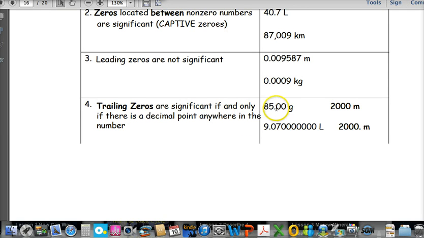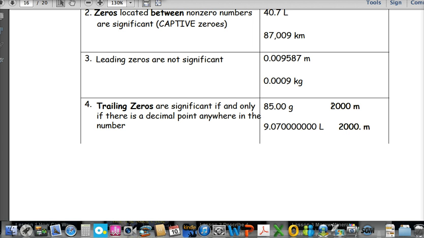So if you look at this, that's a decimal. That makes these zeros significant, so this has 4 significant figures. Same thing here. Notice all these zeros? They are all significant because of that decimal right there. If you take that decimal out, those zeros are not significant. Number 4, again, notice this, no decimal. The only number that's significant here is the 2. Doesn't mean you get rid of the 3 zeros. It just means they are not significant.